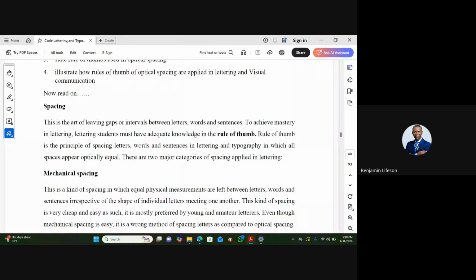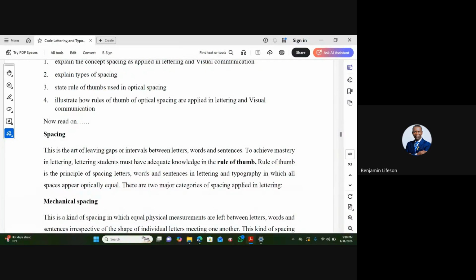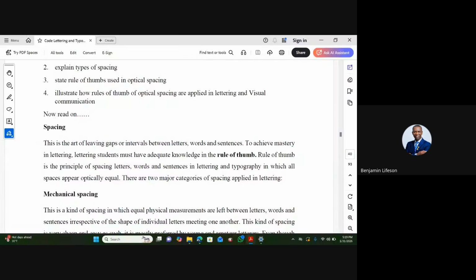What is spacing? Someone should read it for us. What is spacing in lettering? Someone should read. This is the art of. Is it Judith who is still reading? All right, Judith, you have done a good job. You have read so well. So let's give the opportunity to someone else to read. Thank you so much for reading. Thumbs up for her. All right, a gentleman would read this time. Please, spacing. Proceed.